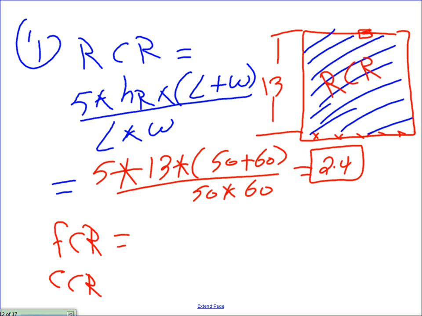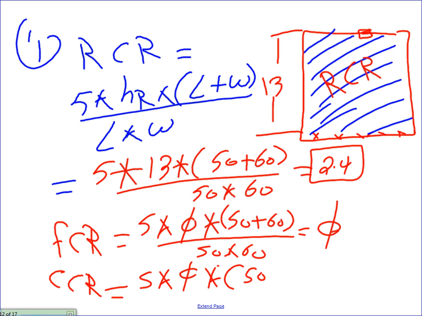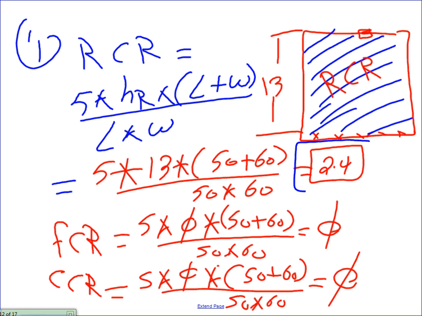Now, the cavity ratio for this one is 5 times 0 multiplied by 50 plus 60 divided by 50 times 60, and anything multiplied by 0 is a big 0. Same thing, 5 times 0 multiplied by 50 plus 60 divided by 50 times 60, and that will get you a big fat 0 again. So these two are 0. We care less. The most important one that I really care about is right here, this value.